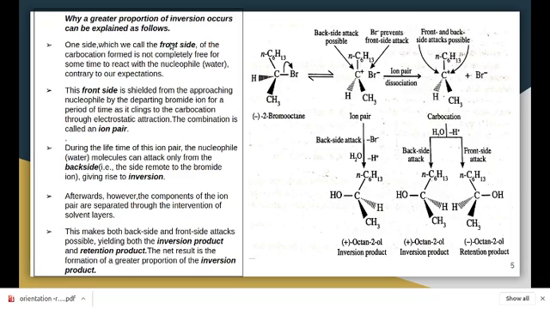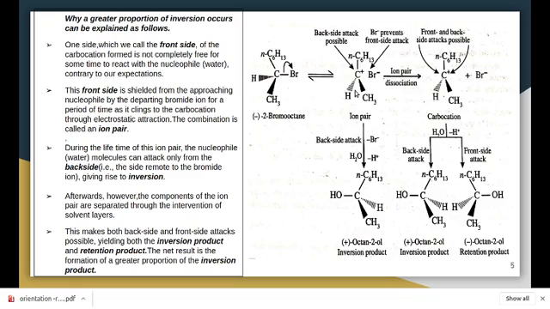One side, which we call the front side of the carbocation formed, is not completely free for some time to react with the nucleophile water, contrary to our expectations. Let us consider the hydrolysis of 2-bromooctane with water. Water is considered as a nucleophile, that means OH minus is the nucleophile. In the first step of the SN1 reaction, there is the formation of a carbocation. That means this C-Br bond will break and we will get a carbocation, C plus, plus Br minus. Usually we expect that the leaving group will move away.